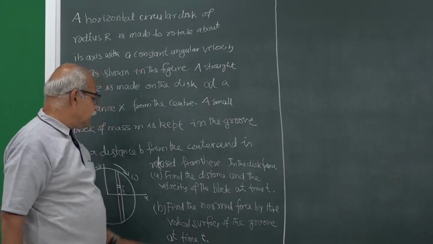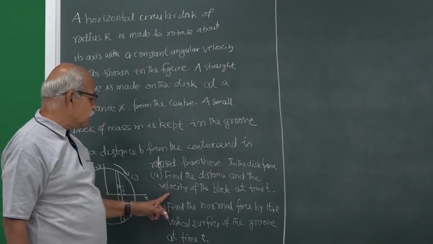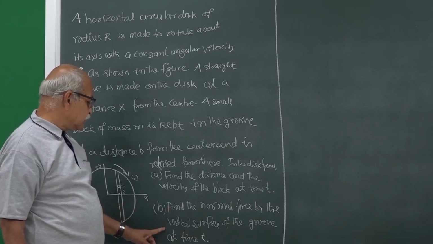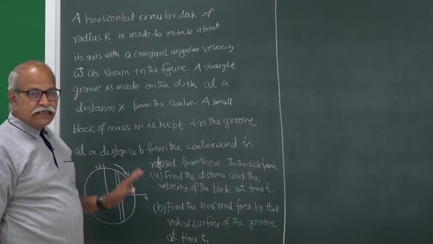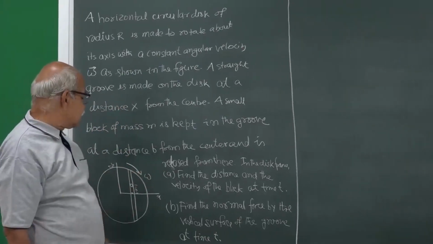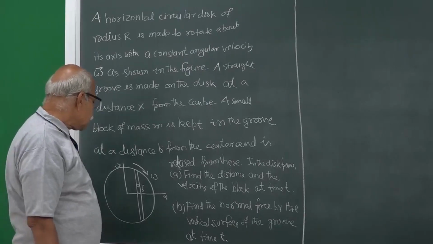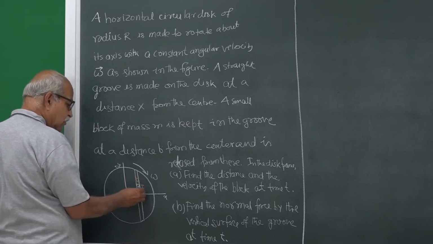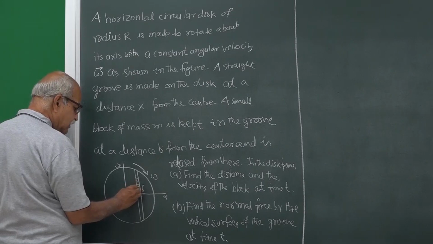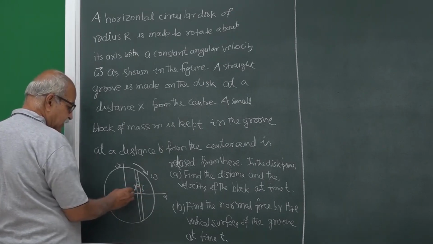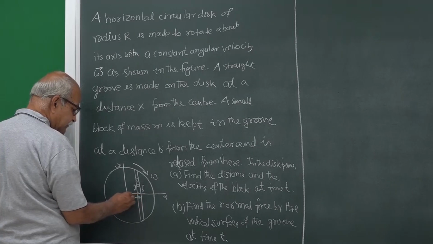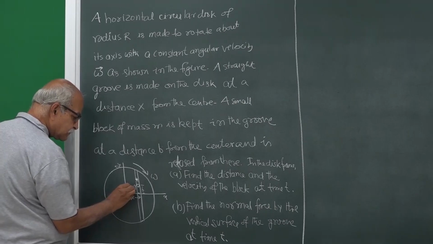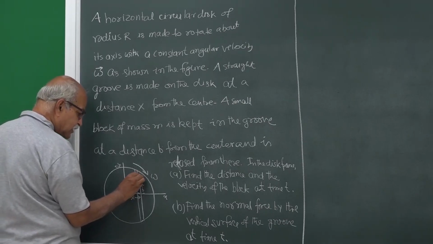So, we have to work in the disc frame, find the distance and the velocity of the block as a function of time, and then find the normal force by the vertical surface of the groove at time t. So, very close to the problem that we had solved earlier. So, if at time t it is somewhere here, let us say, and the y coordinate is y here, and the x coordinate is fixed, the x coordinate is capital X, and then we can write the forces on this block that we have to take care of.